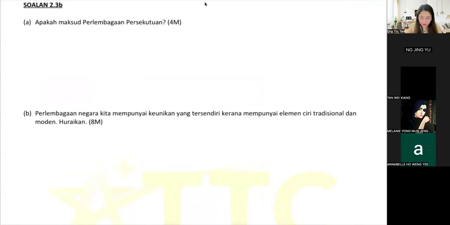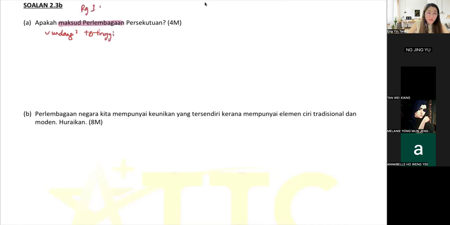Actually, this one, you see here, 2.3 is asking you the ciri-ciri. But in bahagian A, they ask you to explain the meaning of pelembagaan. So you need to tell me what? Come on, keyword, please. What's the keyword for this undang-undang? Okay, pelembagaan is the undang-undang tertinggi. And what else?